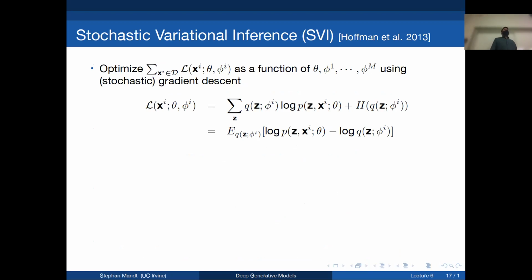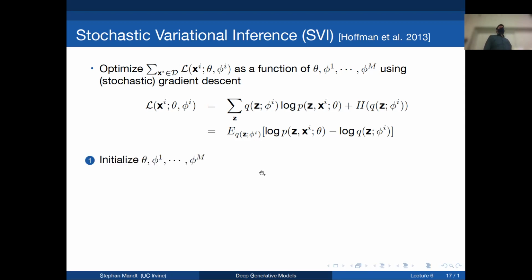How can you now combine variational inference with stochastic optimization? In other words, with subsampling individual data points from your data set. It's basically a relatively simple trick. You want to optimize this averaged elbow over the data set as a function of theta and over these many individual variational parameters, phi 1 through phi m, using gradient descent or stochastic gradient descent. Here it is written out once more.